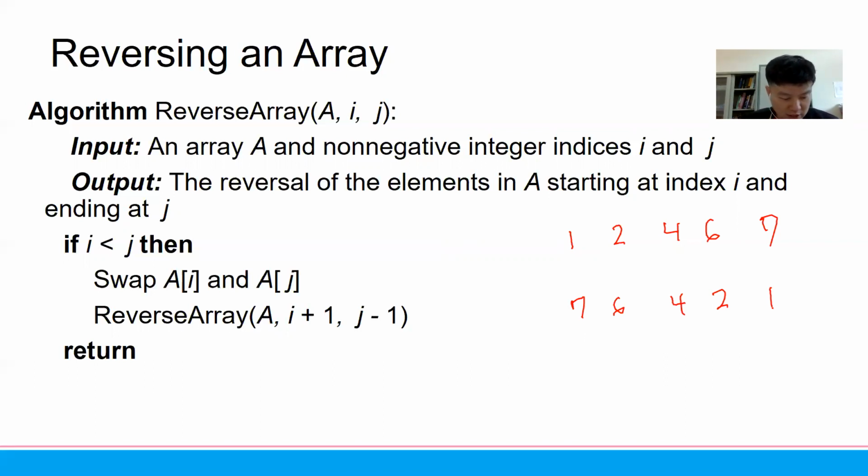You can just check like this: if i is less than j, then swap. After we swap, we will do the reverse of the array again, with i plus 1 and j minus 1. So first we do this swap. Then we go to i plus 1, which is here, and then j minus 1, which is here. We keep continuing until the middle value.